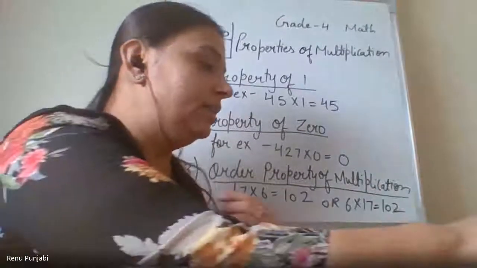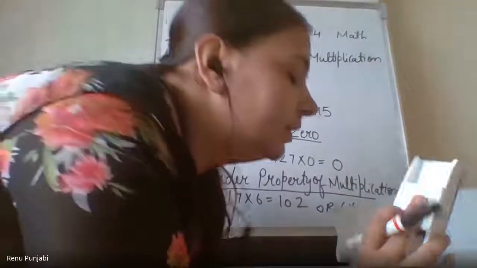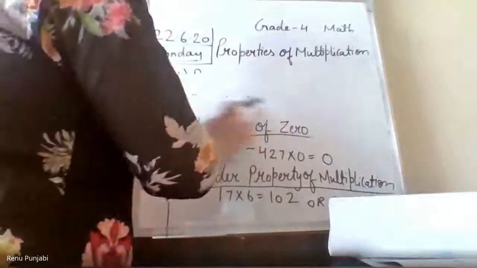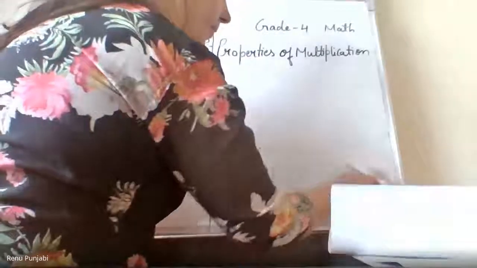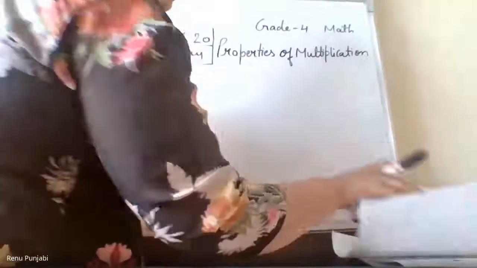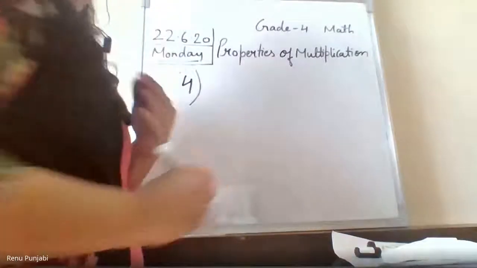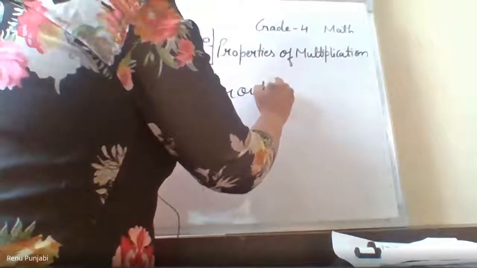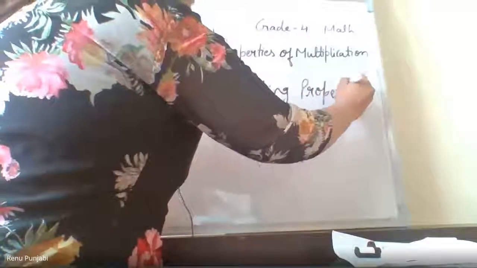Let's learn two more properties. Now I will erase and write the two more properties. The fourth property of multiplication is the grouping property. Grouping property of multiplication.